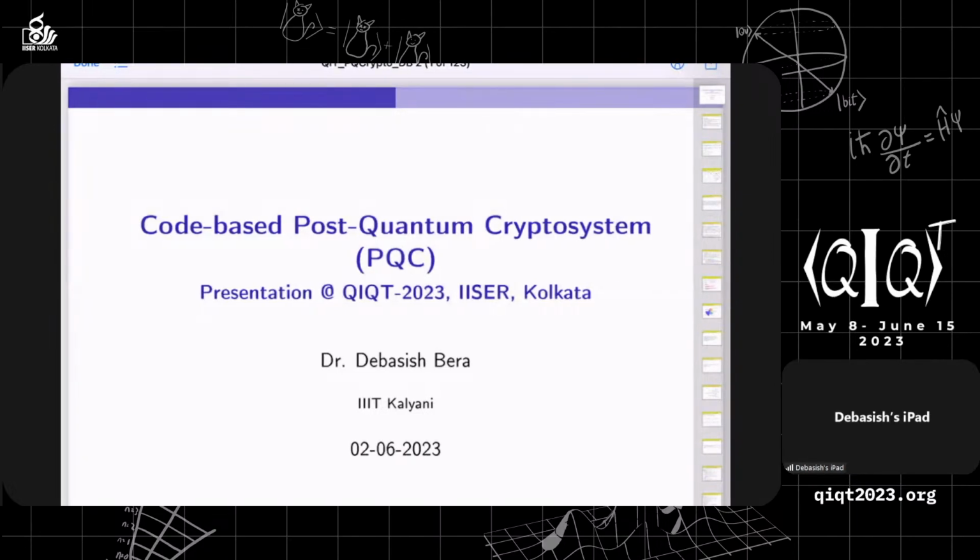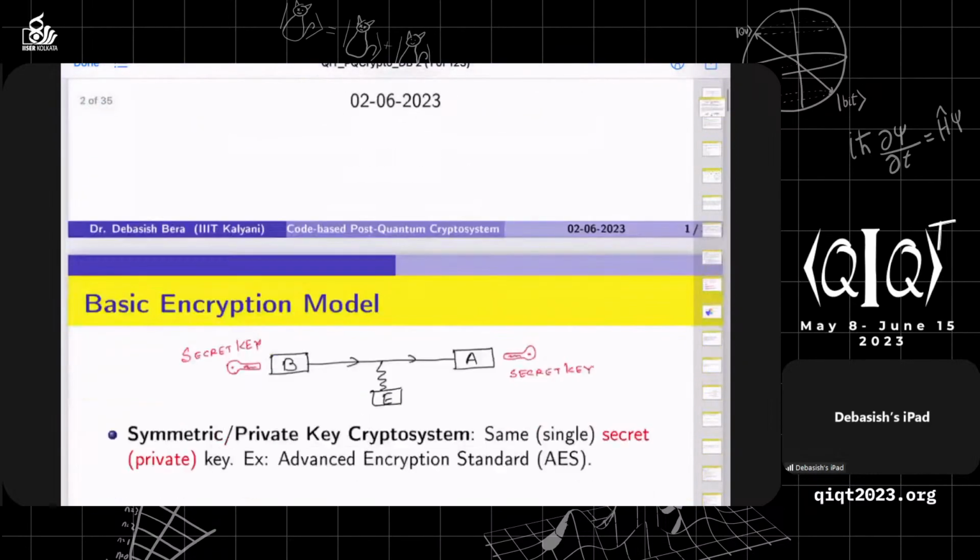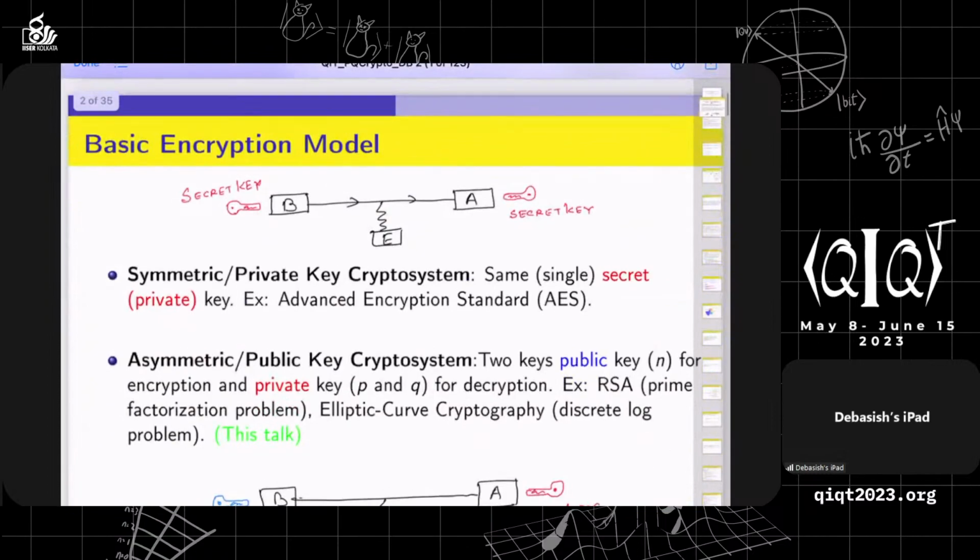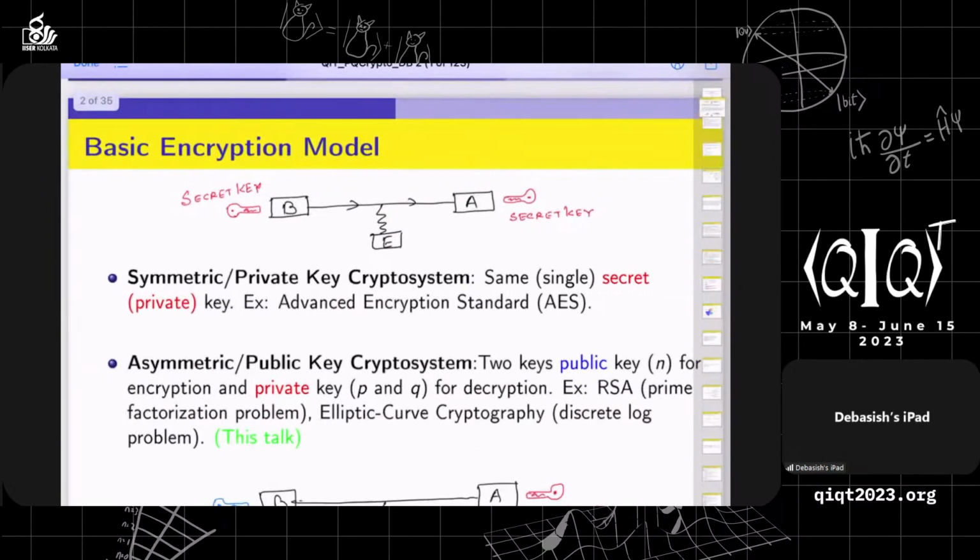And somehow it has been observed that these coding techniques, error control coding techniques, can be exploited as a security system, especially when the quantum computers will be in reality. So let me first briefly describe the idea of the encryption.